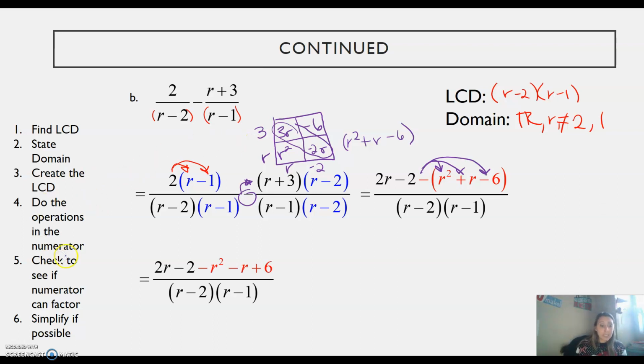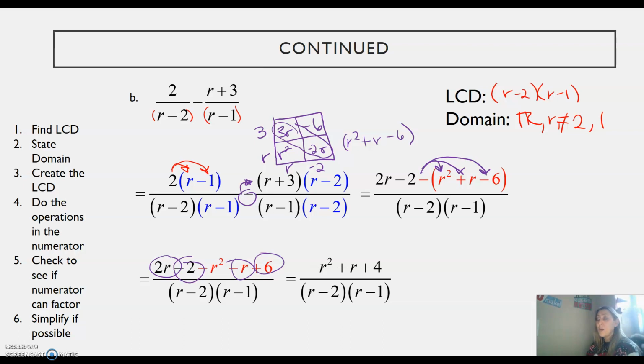Okay, we're still on step 4. We are going to combine like terms. I don't have any other negative r squared, so I'm going to write that first. I do have this r. So 2r minus r is 1r. And negative 2 plus 6 is 4. So I end up with negative r squared plus r plus 4.